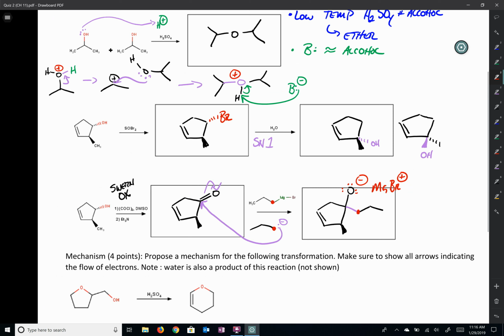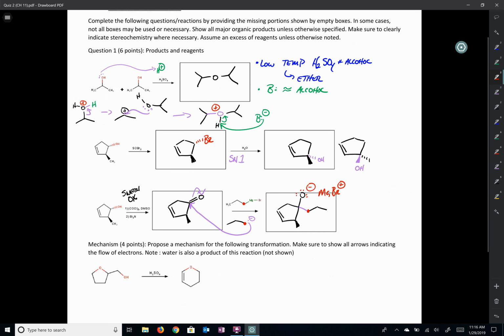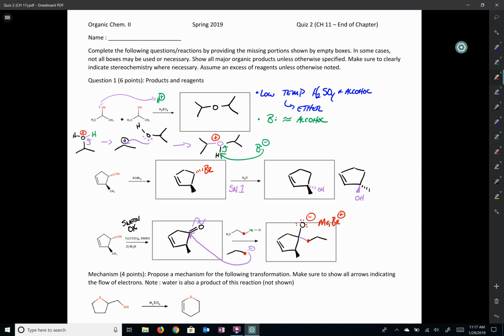All right, so that's question number 1. It seems like a good place to pause before we work our way through the mechanism. So go through, make sure you review the stuff that's from the first semester of organic, and make sure you also do so while you're working through the stuff that's from chapter 11.